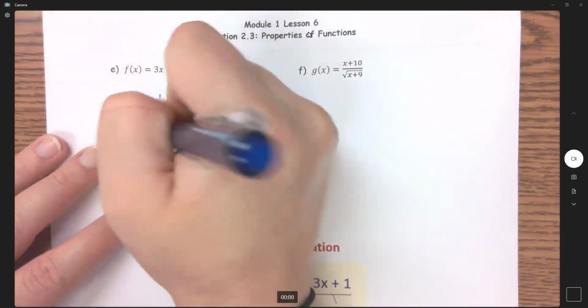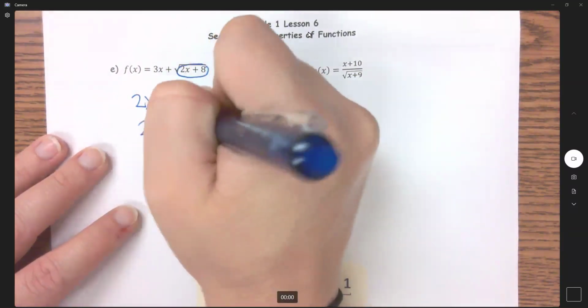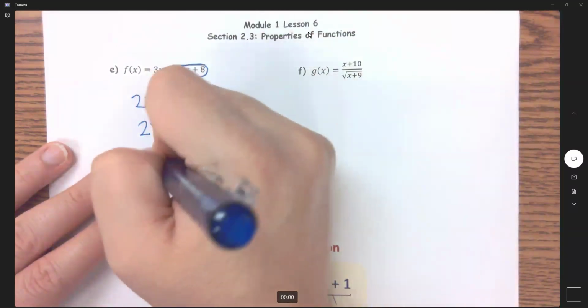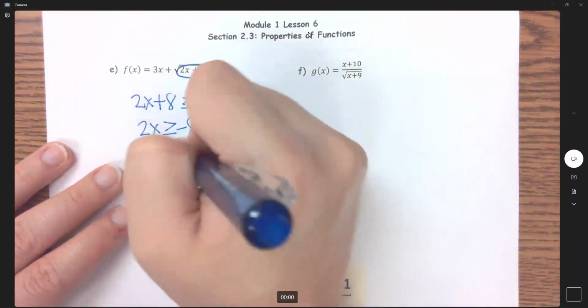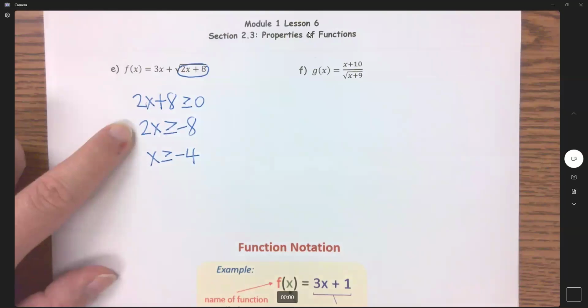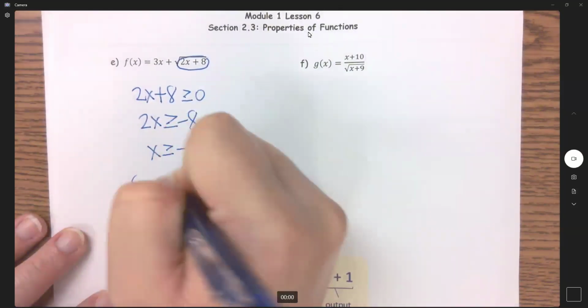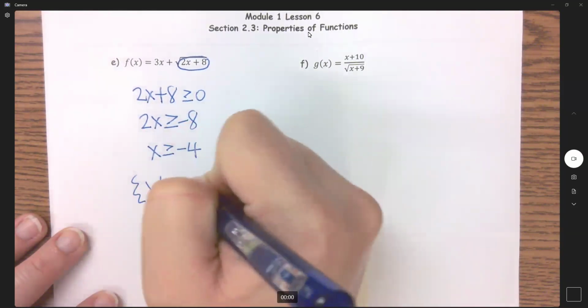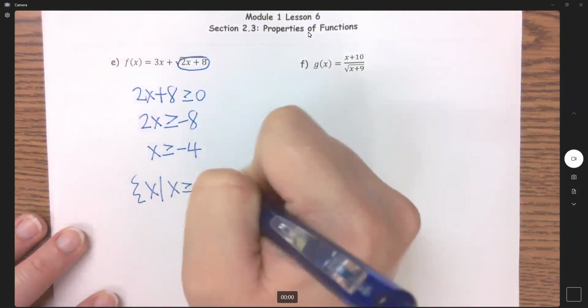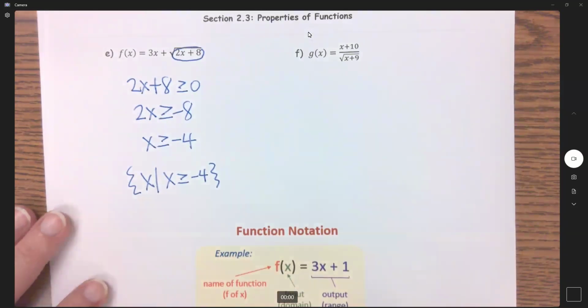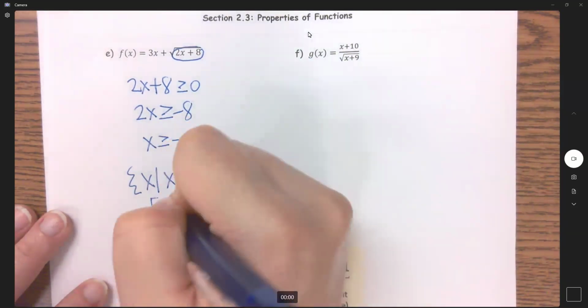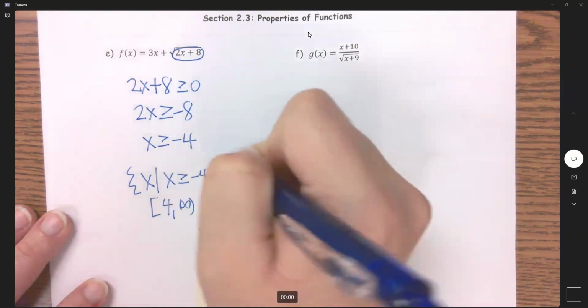Subtract your 8, and divide by 2. Because I'm dividing by a positive 2, I'm not switching that sign. And so that is the set of all x such that x must be greater than or equal to -4. Or in interval notation, we have bracket -4 to infinity.